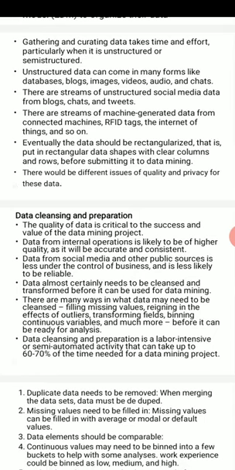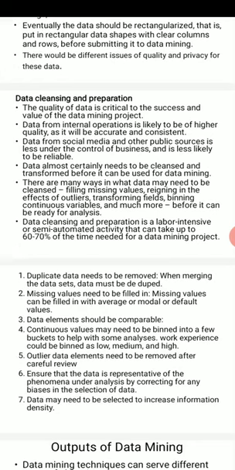So here redundancy should be removed. That is, duplicate data needs to be removed. When merging the data sets, the data must be deduped.